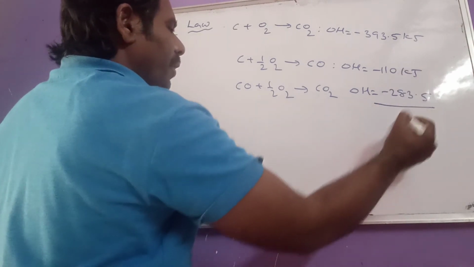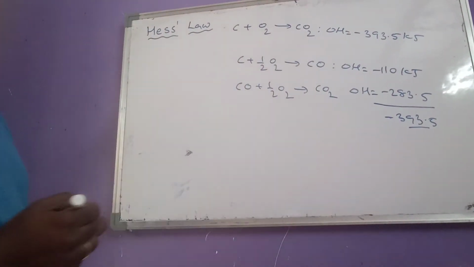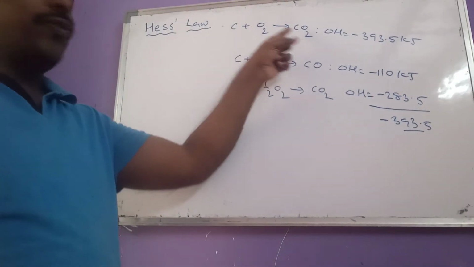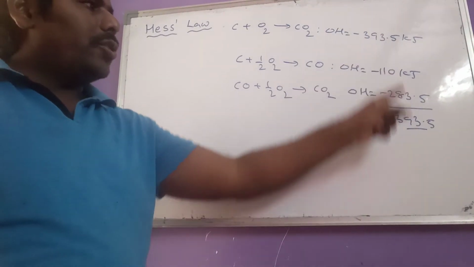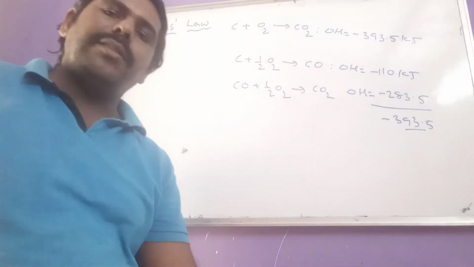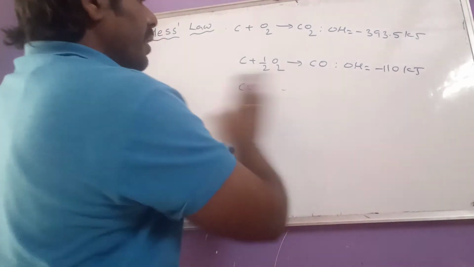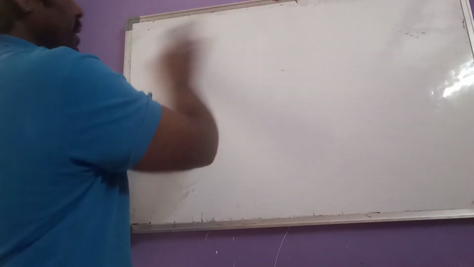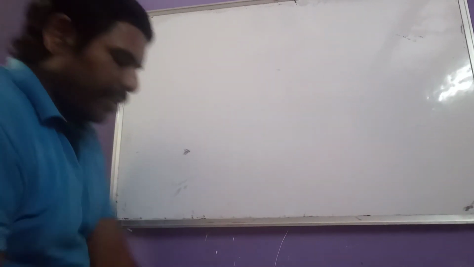Now, what is the overall enthalpy? Minus 393.5. So that means whether the CO2 is formed in a single step or in two different steps, the total enthalpy change will remain the same. So this is the example of Hess law. And what are the questions regarding Hess law and how to solve that type of questions? Let us see here. So first question, let us see here.